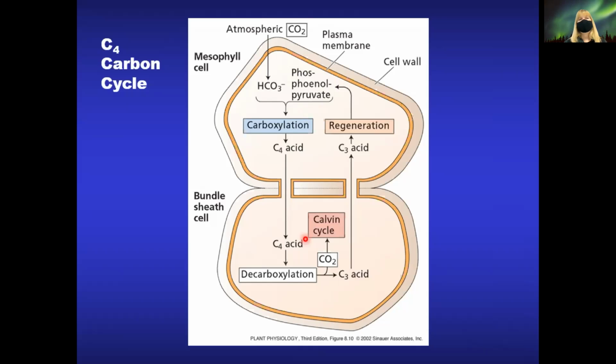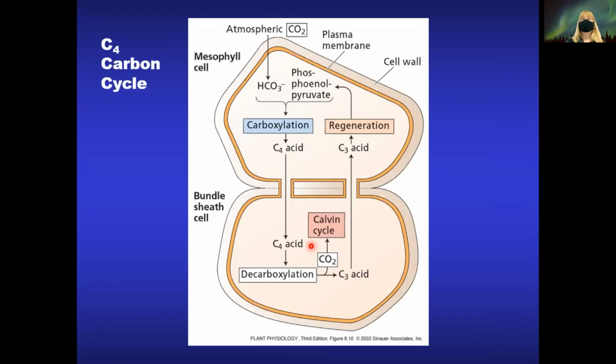So you have this decarboxylation step where that C4 acid, which typically is malate, will get a CO2 cleaved off of it. And then they're trying to show that that CO2 can feed right into the Calvin cycle. So this is where Rubisco is. Rubisco is in the bundle sheath cell. It's not in the mesophyll cells. It's in the bundle sheath cells.